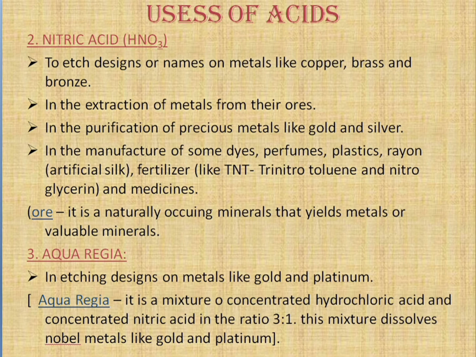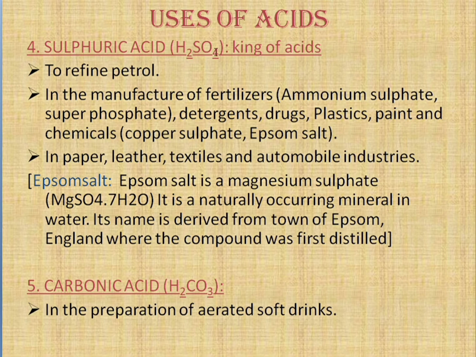Coming to the fourth acid, that is sulfuric acid, H2SO4. Sulfuric acid is commonly called the king of acids because you get so many uses from sulfuric acid. Here 3 to 4 uses I have given. To refine petrol, and also in the manufacture of fertilizers, for example ammonium sulfate, superphosphate, detergents, drugs, plastics, paint and chemicals like copper sulfate, Epsom salt. For the preparation of all these things, sulfuric acid is used. In paper, leather, textile and automobile industry also H2SO4 is used.